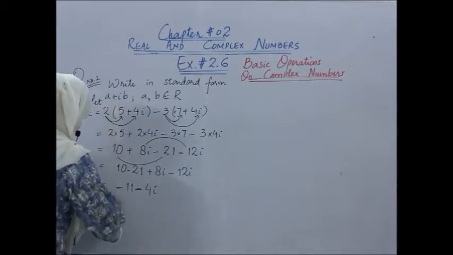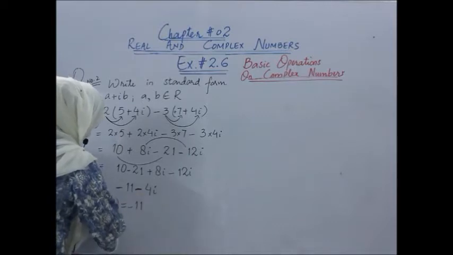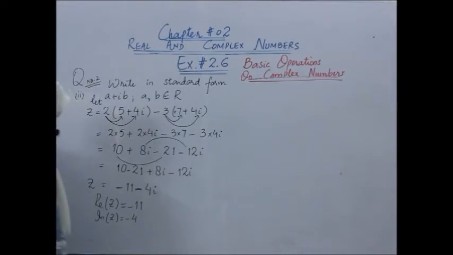Here, the real part of the given number z is minus 11 and the imaginary part of the given number z is minus 4. So this is your answer. So students, this is the way how to add or subtract the complex numbers. Now we will see how to multiply the complex numbers.